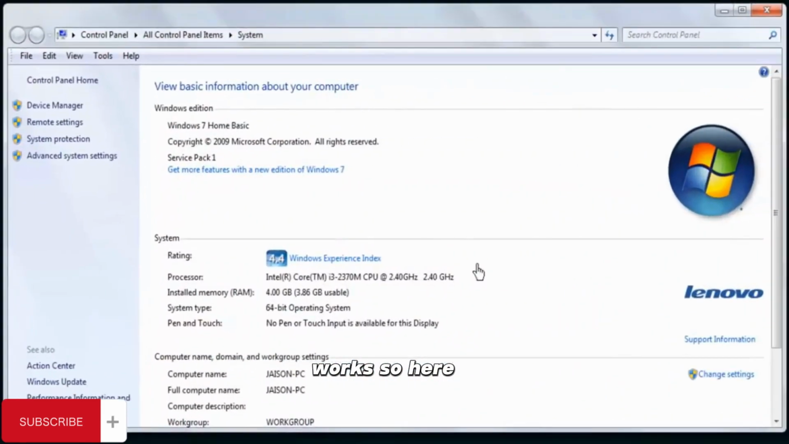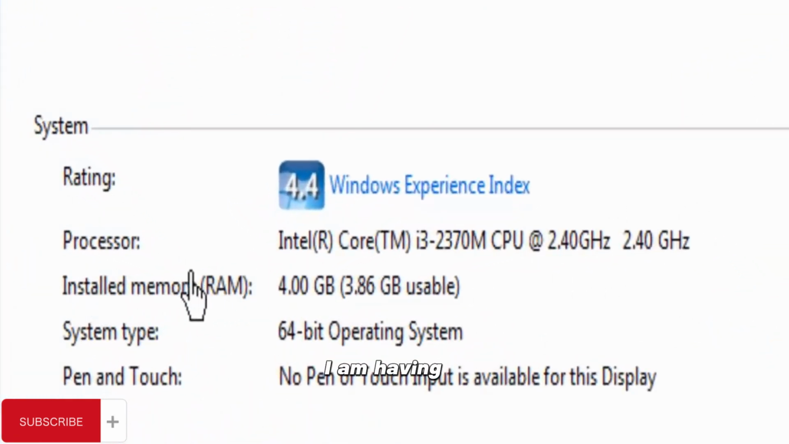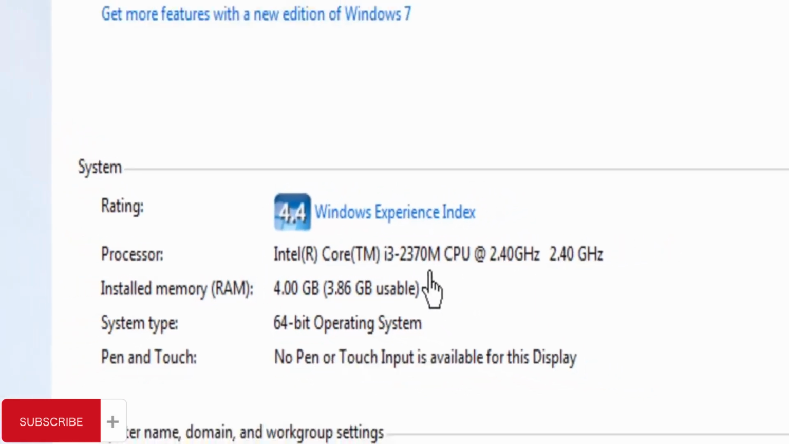So here, I just want to show you the properties of the system that I'm using right now. Here, I have a processor which is an Intel Core i3, and it belongs to the 2370 model. So this is the processor that I have in my system right now.